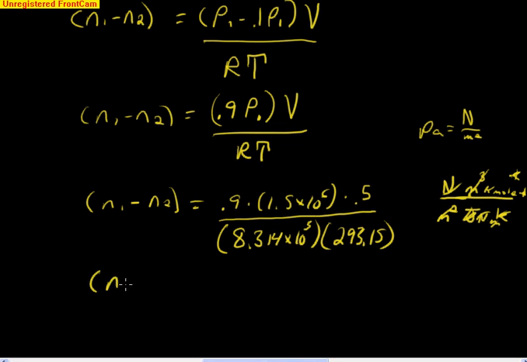So luckily we've got N1 minus N2, our change in kilomoles, to give us our particular pressure of 0.1 of the original pressure, is going to be equal to a grand total of 0.277 kilomoles.